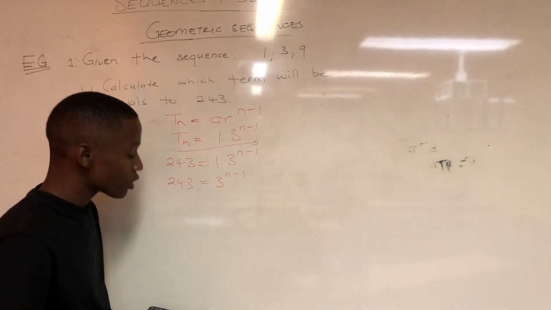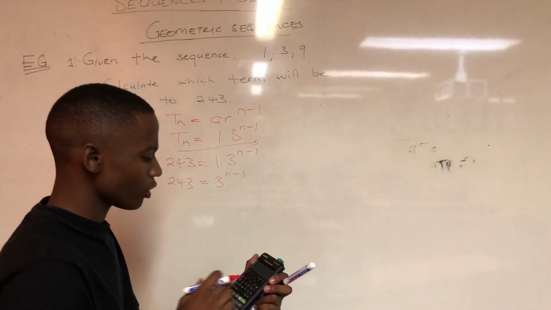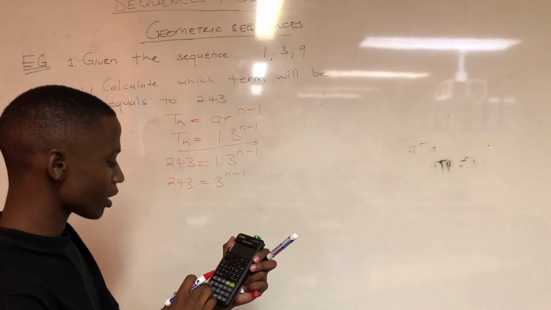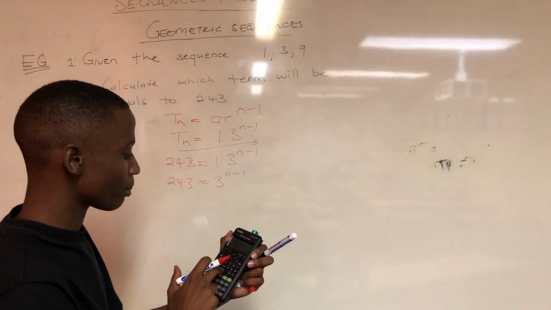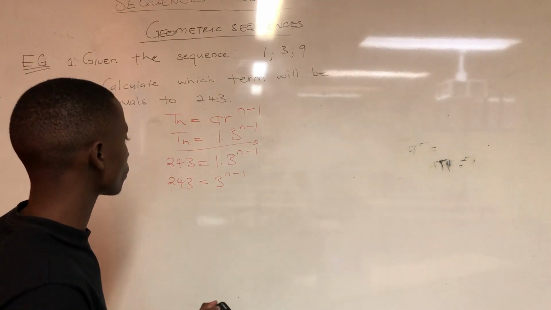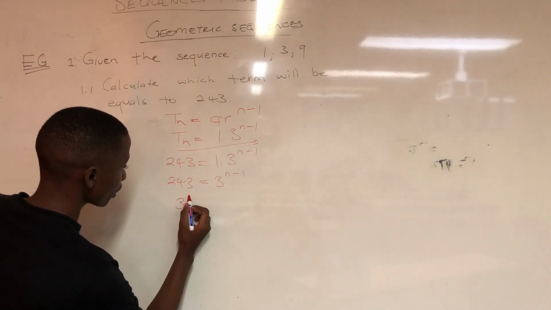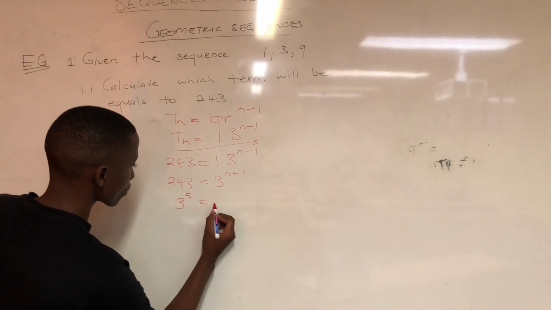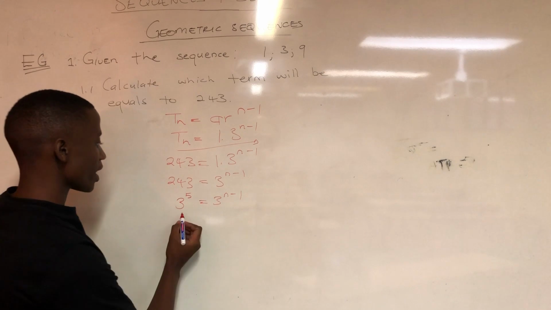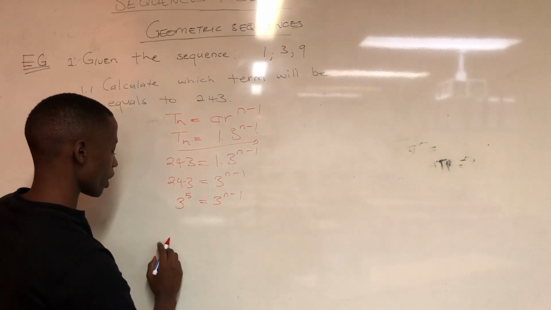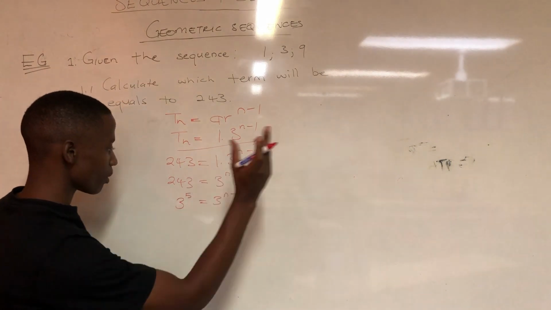Now, what you have to do then is you can press on your calculator 243, and press shift and press fact. Okay, it's going to give you 3 to the power of 5. So that means that you can change 243 to become 3 to the power of 5, which is equal to 3 to the power of n minus 1. And so the bases are the same on these exponents. So when bases are the same, you can solve for the powers.